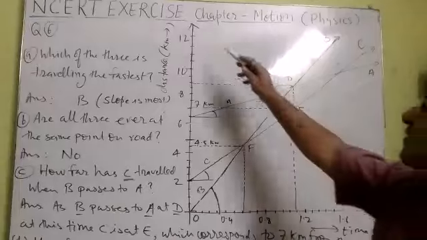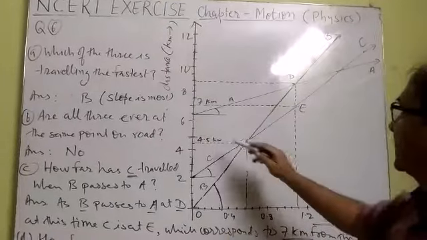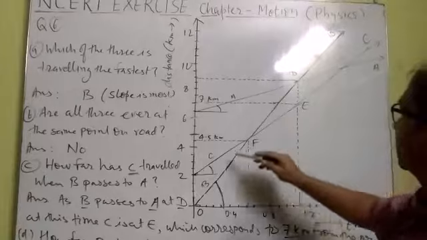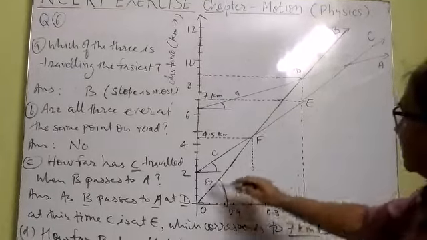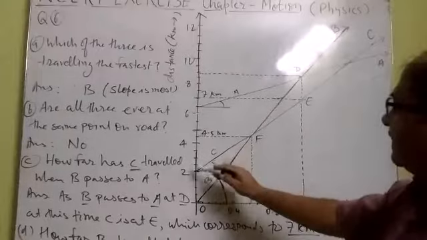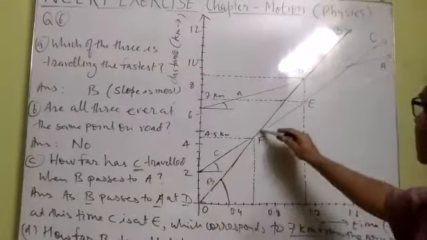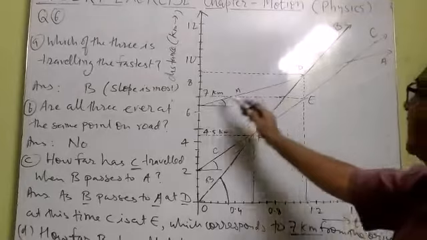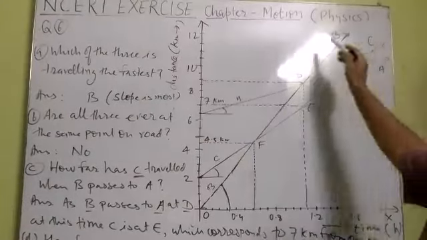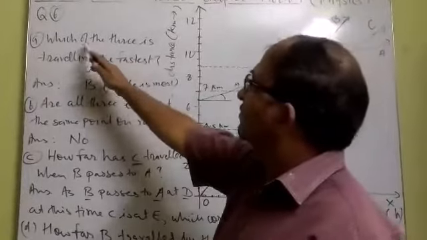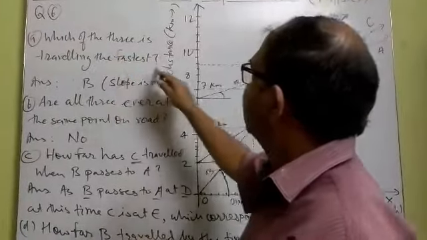The question is, you are given a graph of three objects: graph of B, which starts from the origin; graph of C, which starts from 2 kilometers; and graph of A, which starts from 7 kilometers. You need to find which of the three is traveling the fastest.